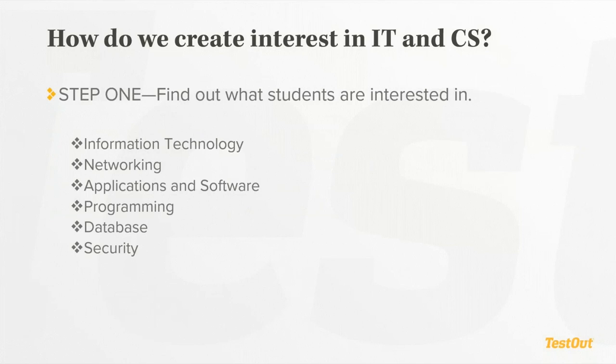So how do we create interest in IT and computer science? So step one, well, as I mentioned earlier, you got to find out what the student's interested in. We're going to list out 6 areas where we're going to cover and talk about some of the high-level topics that you'll see throughout this course. So we're going to cover information technology, networking, applications and software, programming, database, and security.